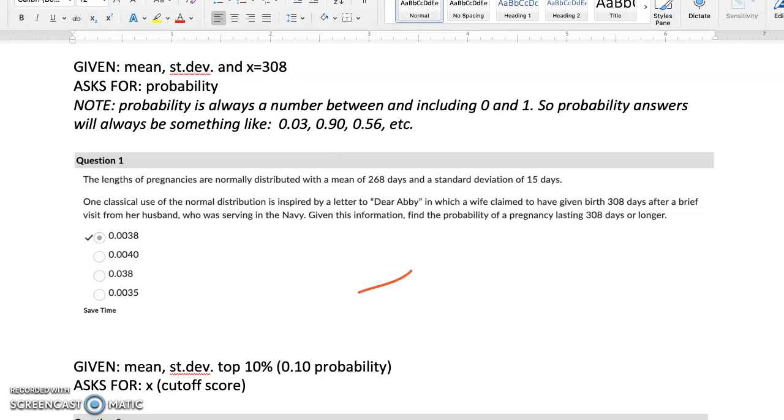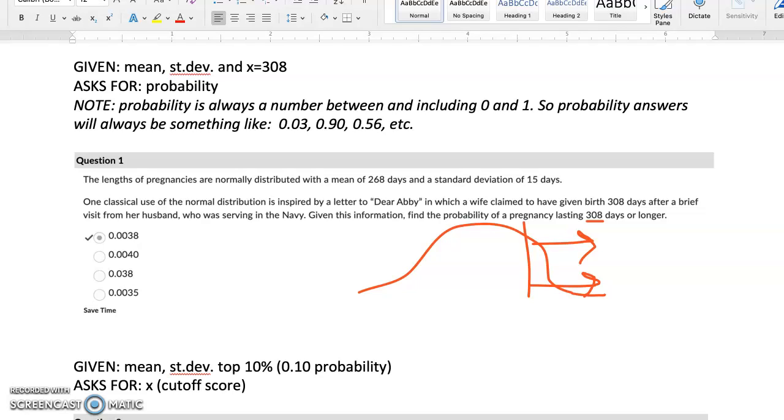So let me just draw a normal distribution. I don't know how good this will look, me doing this with my cursor. And what we want to know is what is the probability that a pregnancy lasts 308 days or more. Again, we're given a number, so that's X, and they're asking us for the probability.